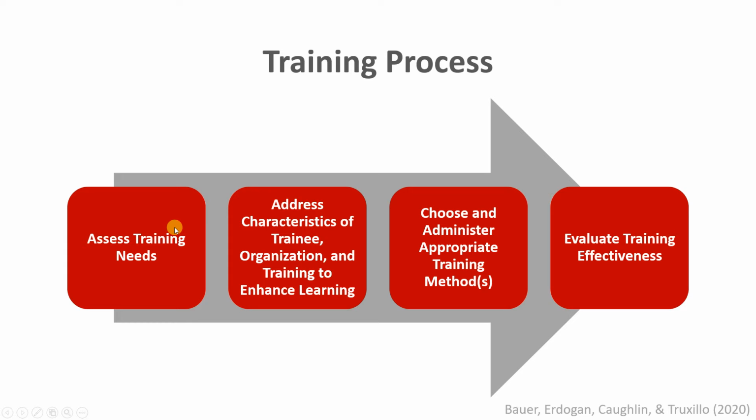So after we have assessed the training needs via needs assessment, and after we have attempted to enhance learning in the learning context or the training context by considering and addressing trainee characteristics, the organizational context, and their interaction with the training content itself, then it is time to choose and administer an appropriate training method or even multiple training methods for the same training program. And ultimately, we'd go about then evaluating our training program's effectiveness in that final phase.